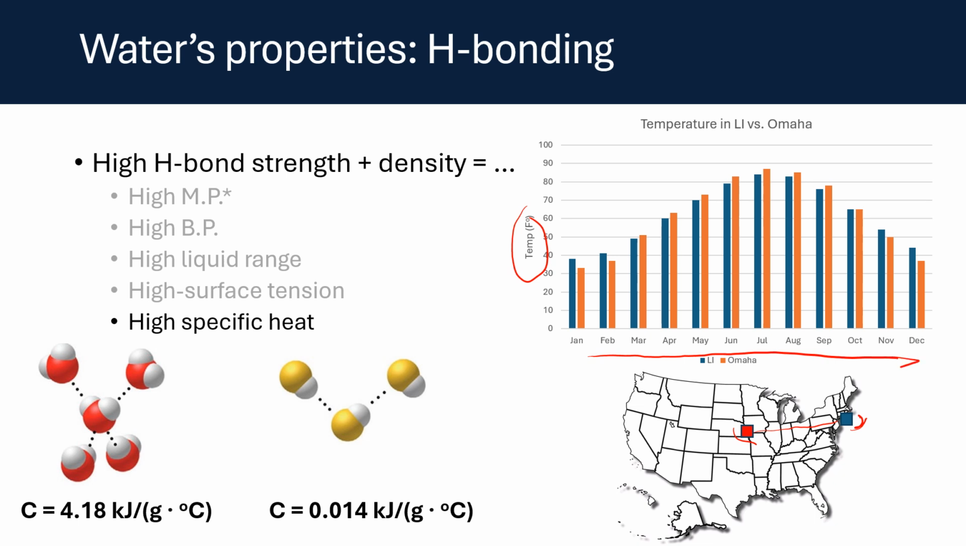Notice how Long Island, which is in blue, tends to run a little warmer in the cold months and a little cooler in the hot months, compared at least to landlocked Omaha. That's because Long Island is sitting on the Atlantic Ocean, which is serving as a heat sink in the summertime and a heat source in the wintertime, making the conditions a little bit more mild.